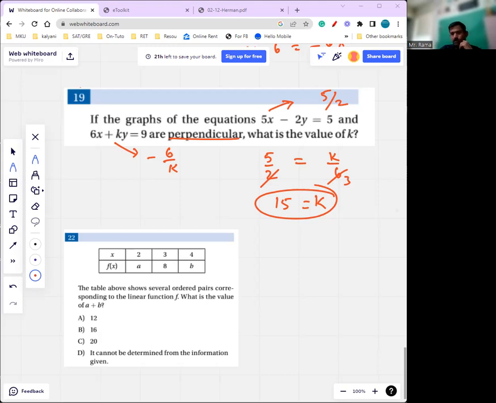Okay. Oh, wow, it's a lot of time already. So what I'm going to do, let's see. Let's take a little break so that we can continue with the next one, okay?